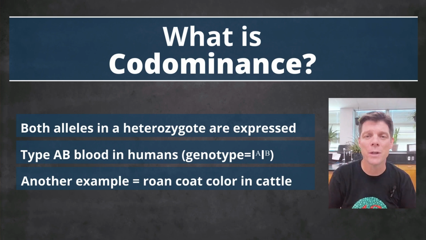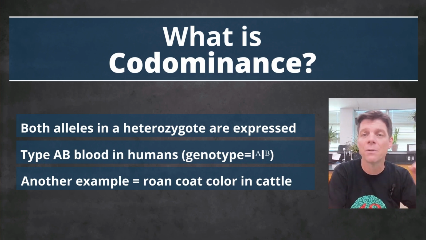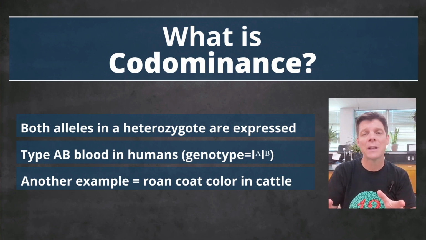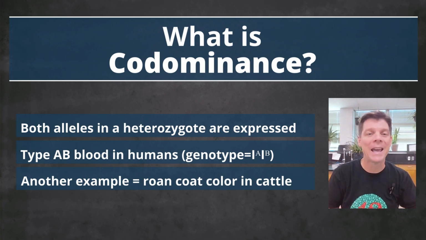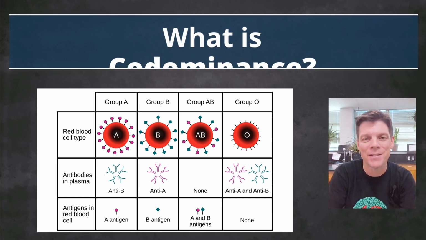Next, let's look at codominance. In codominance, both alleles in a heterozygote are fully expressed. A classic example is human blood type. Someone who has both the IA and IB alleles has type AB blood, where both A and B surface proteins are present on their blood cells.